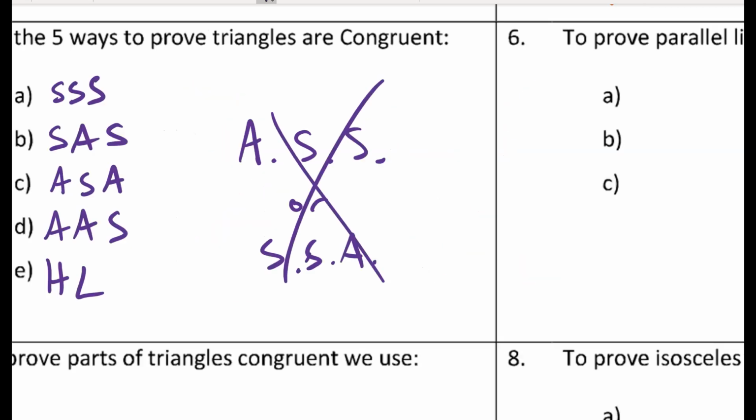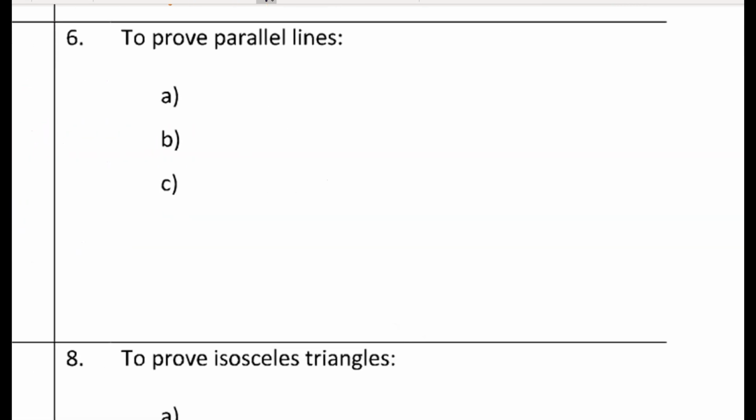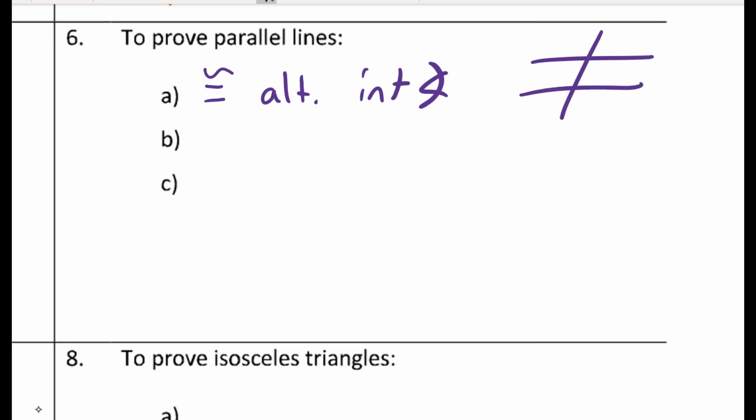In order to prove the two lines are parallel, we could either prove that they have congruent alternate interior angles, and remember that's if we have two parallel lines cut by a transversal, either that pair right there, or that pair right there would be two congruent alternate interior angles.